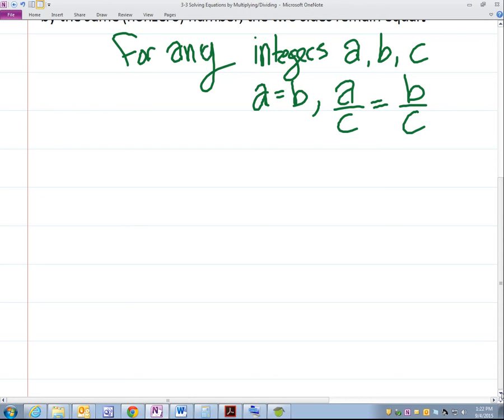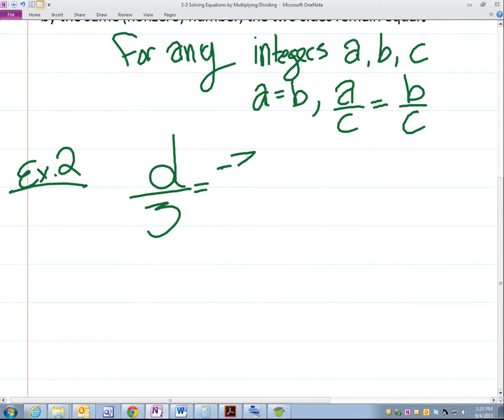Let's do another example. D over 3, the Mighty Ducks. Now we have the variable getting divided into 3 groups.